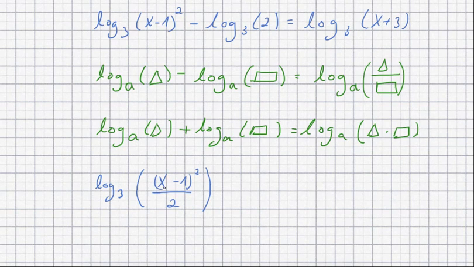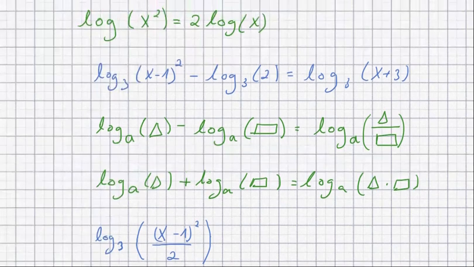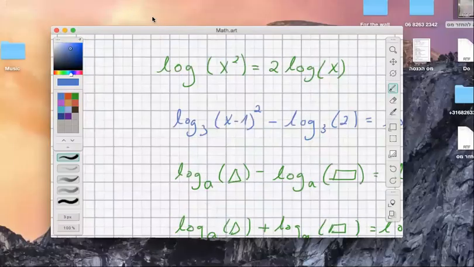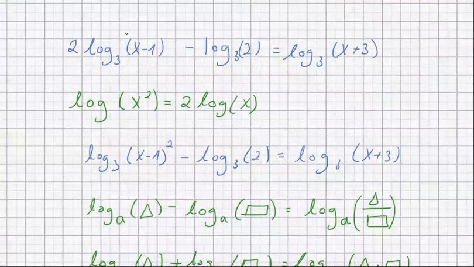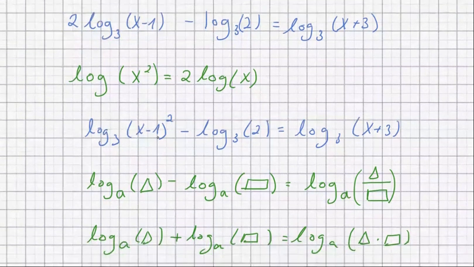So what happened to the 2 that was before the log? Oh, it became the power. Right. So here we had it here, and it became the power of the thing. So it's the same thing. What's happening in the second one? It's just showing us. The greens are only the rules.